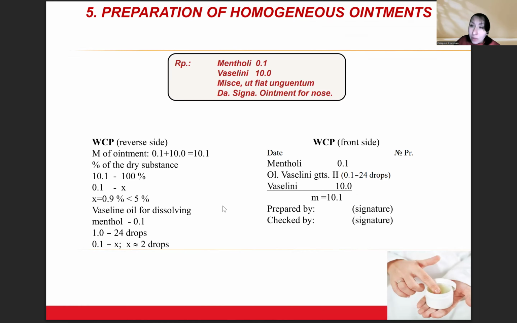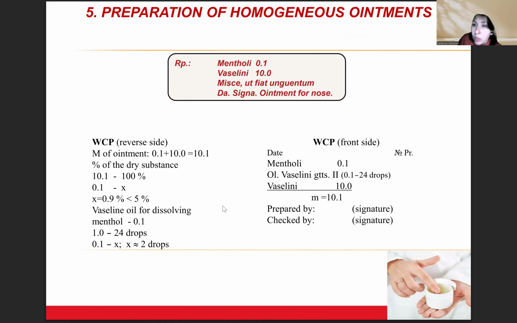Therefore, we can take vaseline oil for dissolving menthol. How much oil do we need? It is taken in the same quantity as the quantity of the substance we need to dissolve. For 0.1 gram of menthol, we take 0.1 gram of vaseline oil. It is recalculated into drops. In our guides, you open up the table of quantity of drops in 1 gram or 1 milliliter of liquid and find there that 1 gram of vaseline oil is 24 drops. And we need 0.1, it's approximately 2 drops.